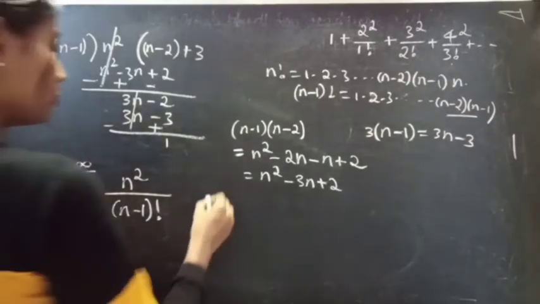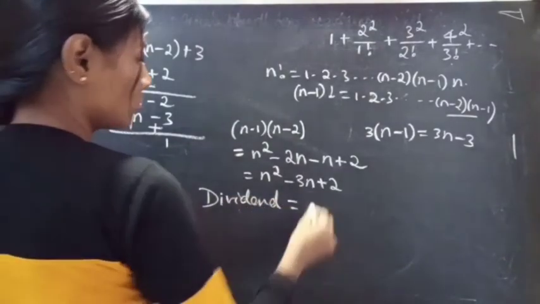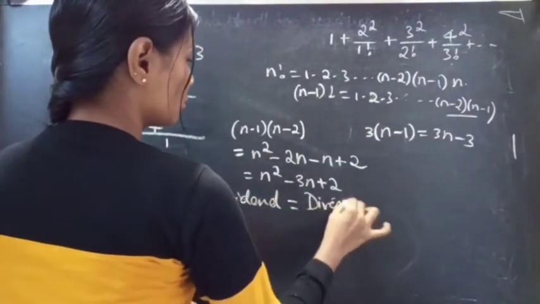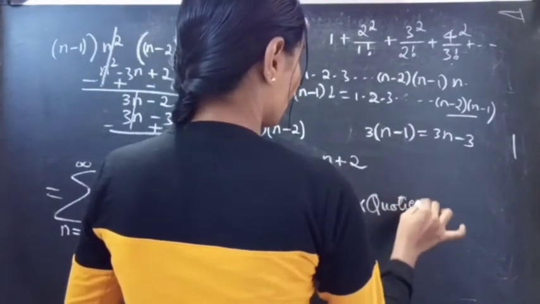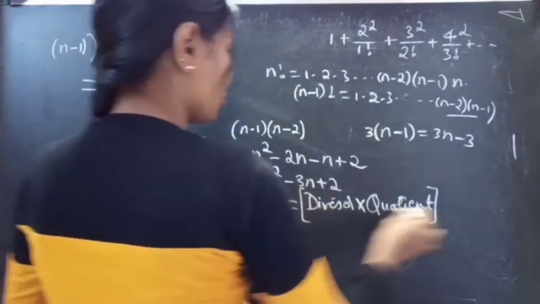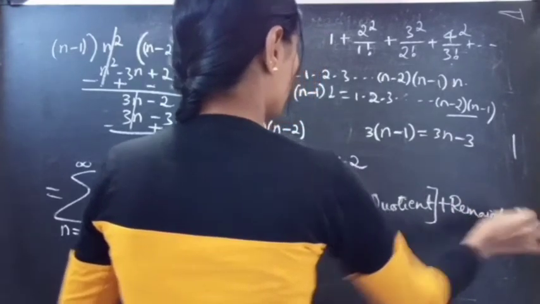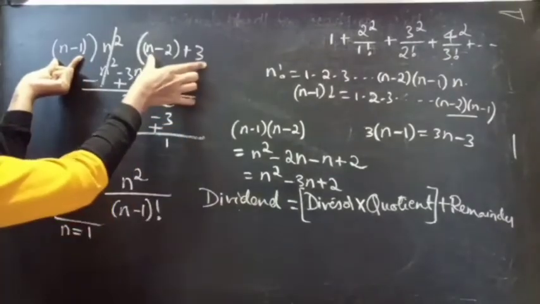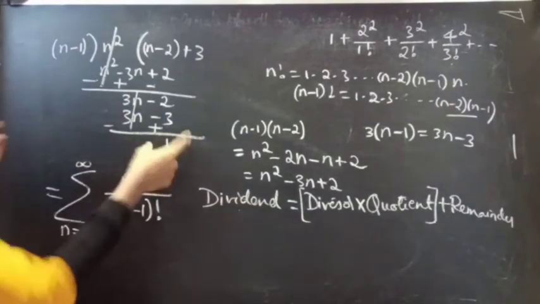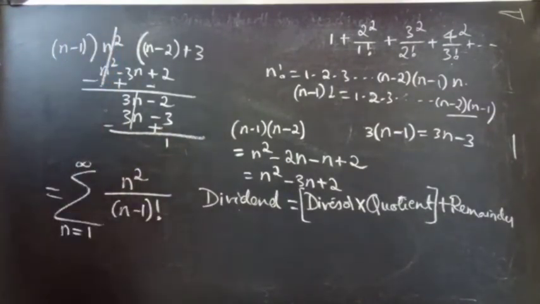So we have a formula. The dividend equals divisor into quotient plus remainder. If we multiply the divisor with the quotient and finally add the remainder, then we have to get the dividend n square. Let's check whether we are getting it or not.